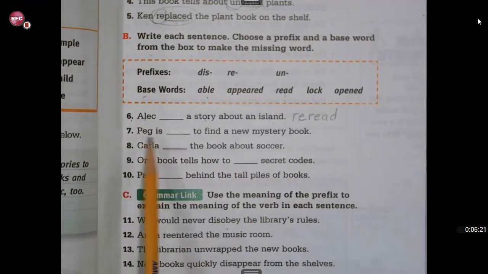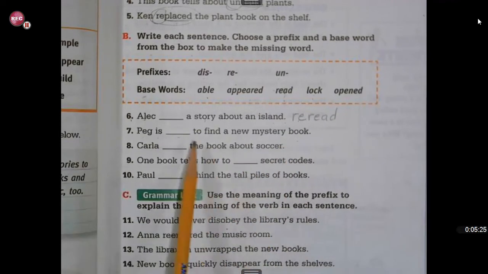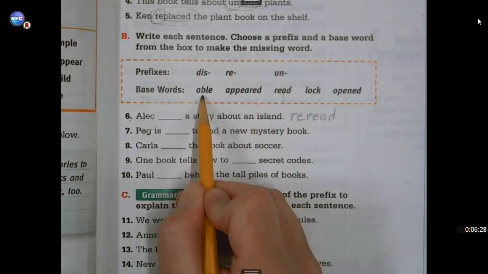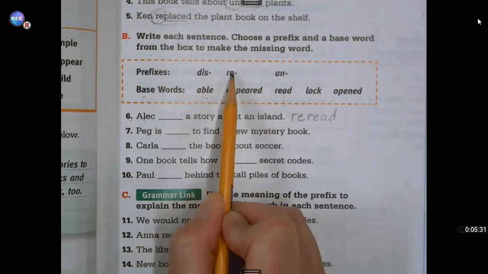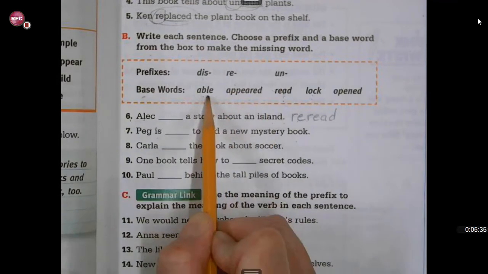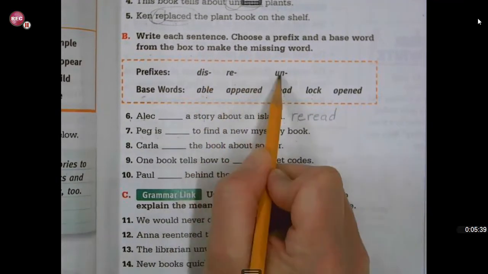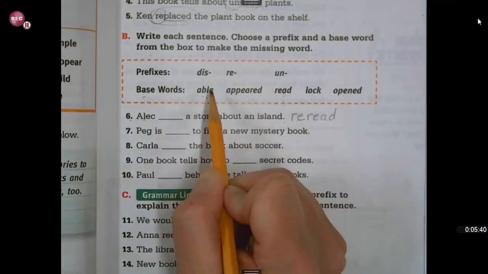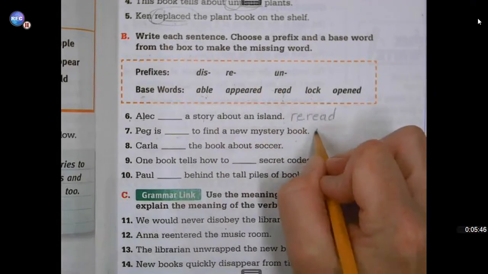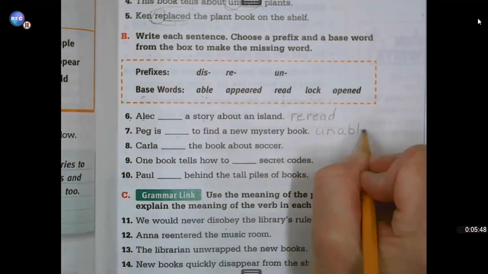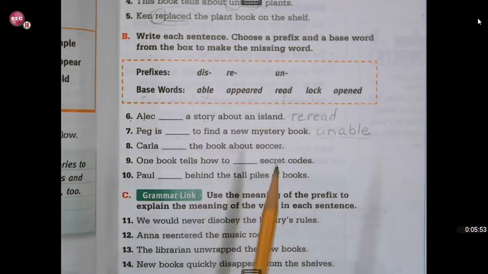Number 7, Peg is blank to find a new mystery book. Peg is able, so is she not disabled, re-able, or unable? So she's not able to find a book. I know dis and un both mean not, but disable wouldn't make sense in this sentence, so it's going to be unable, meaning she is not able to find a new mystery book.